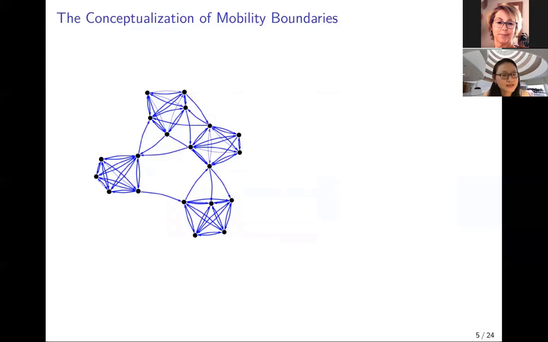So this is a network where the nodes are occupations or jobs, and the blue lines are the edges in the network that represent the volume of workers that flow between them, and this can be directional, so you see the arrows there. This is, of course, a hypothetical example, but we can visualize four modules in the network. The modules define clusters within which mobility is relatively frequent, and across which it is relatively rare.